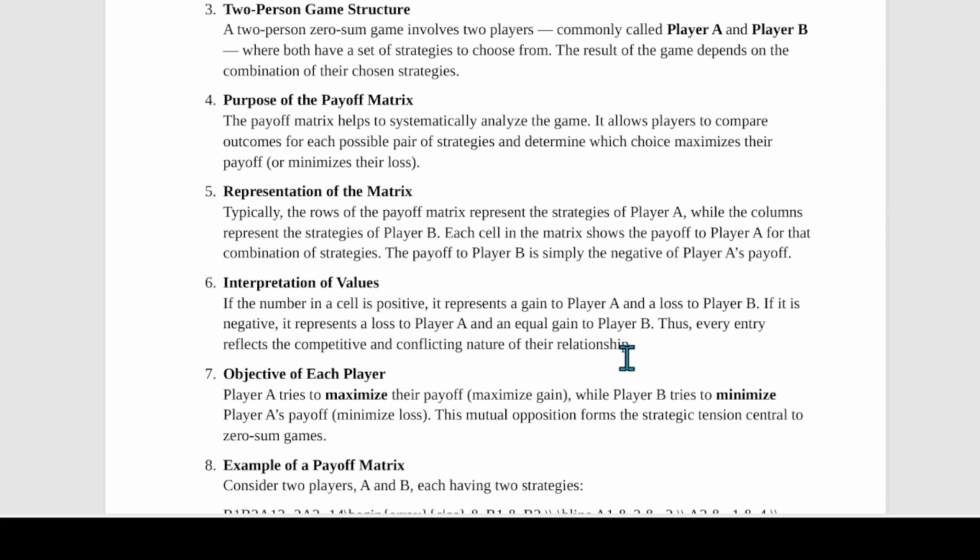Now, how is the matrix represented? So the representation of our payoff matrix is basically where the rows are player A strategies and the columns are player B strategies, and the numbers in each cell will be a payoff to player A, and a payoff to player B will be the negative of those values.